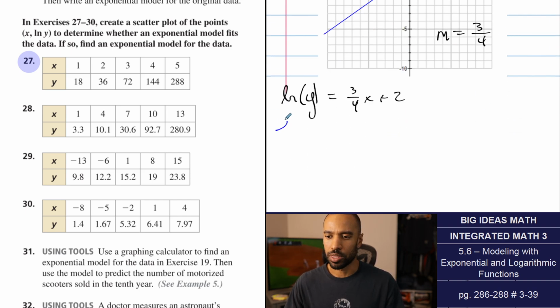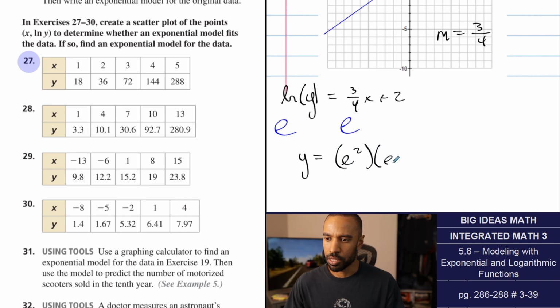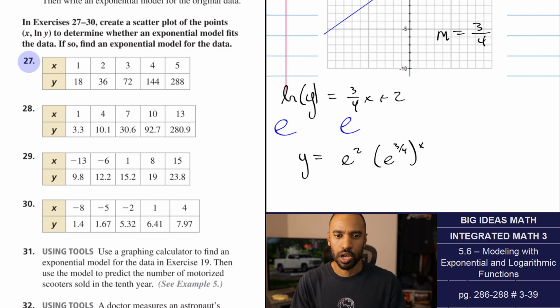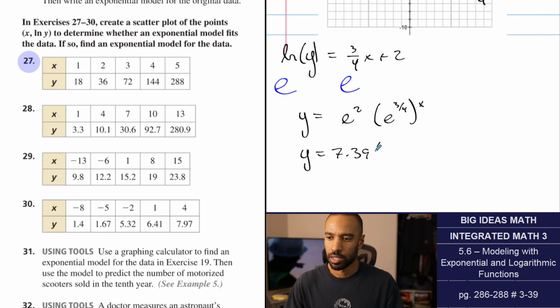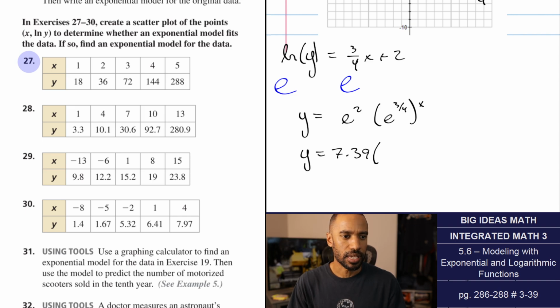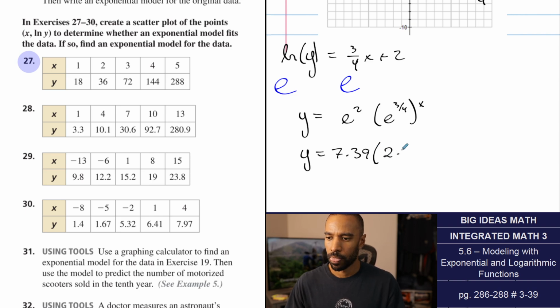We'll raise these as exponents with e as the base, and we'll get y equals e squared times e to the 3/4 to the x power. e to the 3/4 is 0.75, right? So I could say 0.75. Either way, we're going to compute these two. So e squared, well, 7.4, but I'll still write it out. e squared is 7.389, so 7.39, times e to the 0.75, 2.12 to the x power.